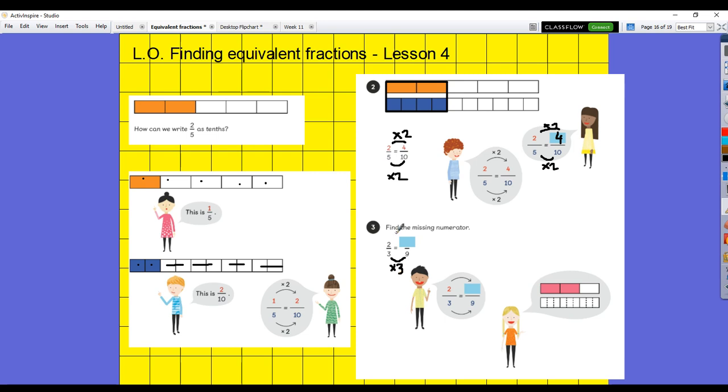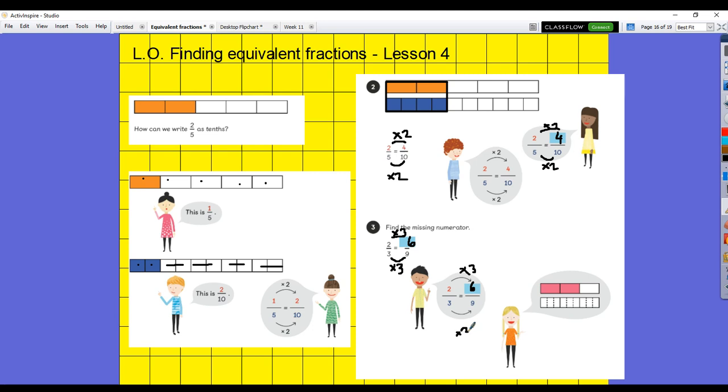So that's right. Whatever I do to the denominator, I have to do to the numerator. So 2 times 3 is going to be 6. Okay, so we've got 6/9. So we know that this is going to be 6/9.